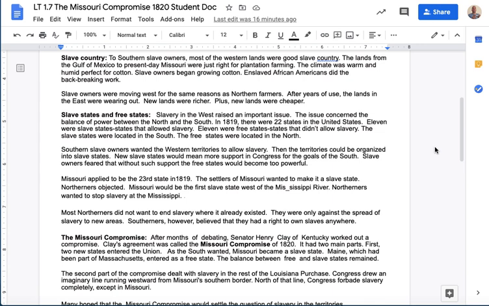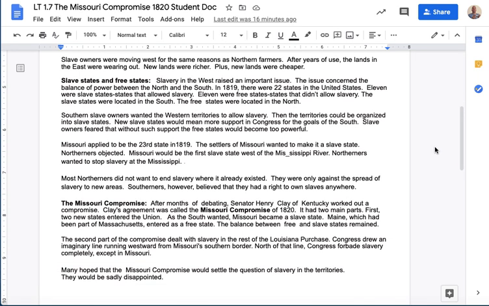In 1819, there were 22 states in the United States. 11 were slave states that allowed slavery. 11 were free states, states that didn't allow slavery. The slave states were located in the South. The free states were located in the North.